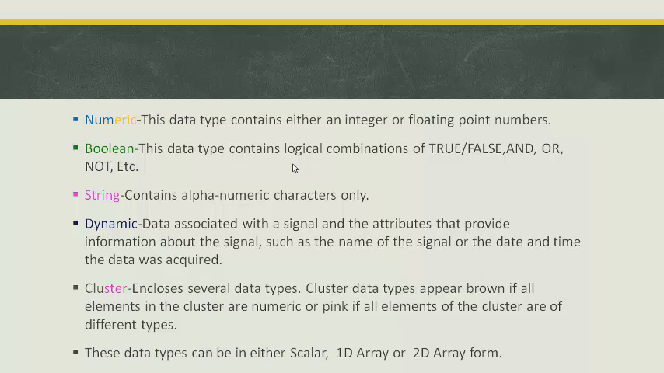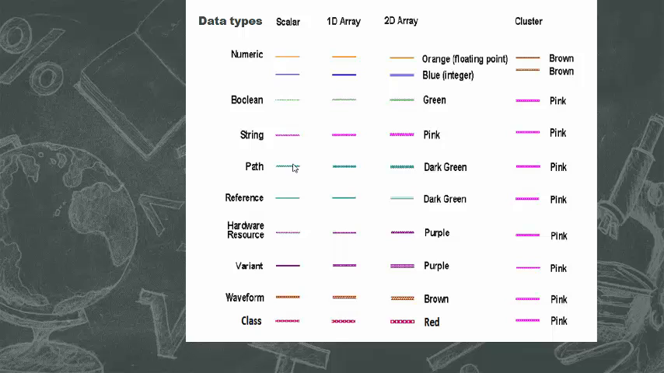Cluster data types appear brown if all elements in the cluster are numeric, or pink if the elements in the cluster are different data types. So if a cluster is brown, then all the values in the cluster are numeric. If it appears pink, then all the elements in that particular cluster are different. These data types can be either scalar, one dimensional array, or two dimensional array form. These are the various data types with scalar, 1D array, 2D array and cluster. This slide shows the color representations of each data type.